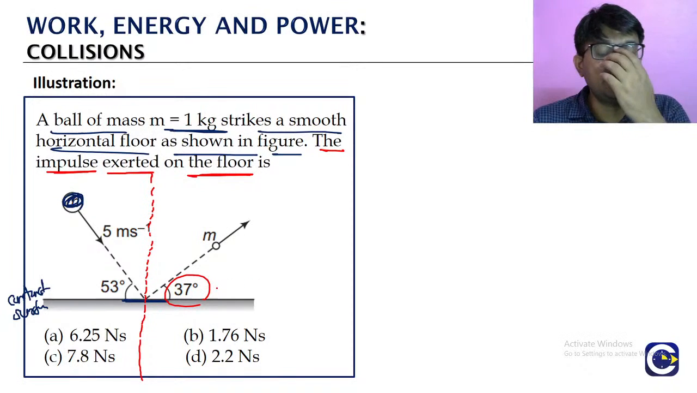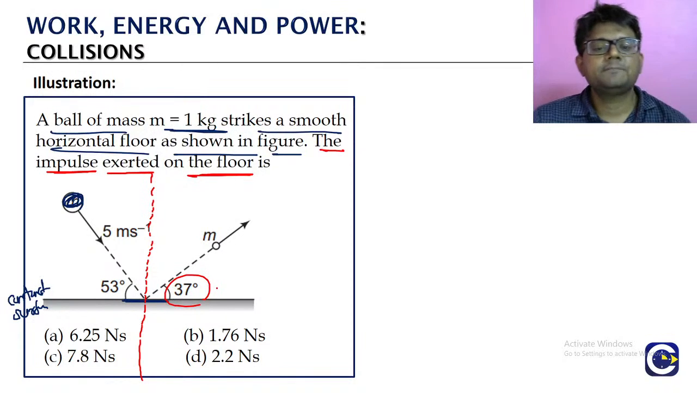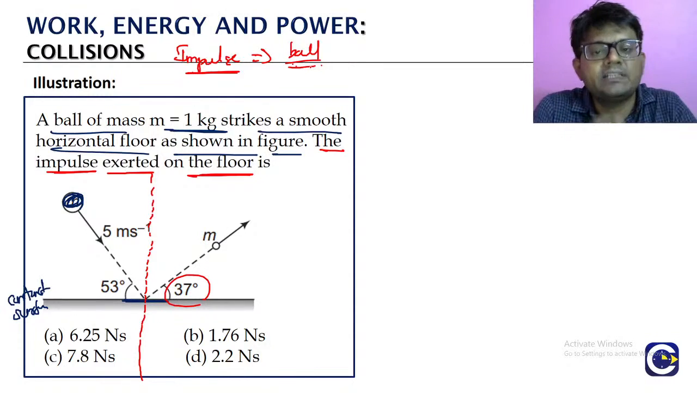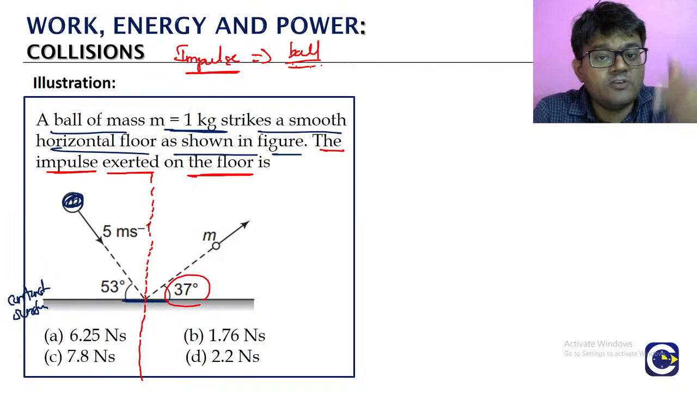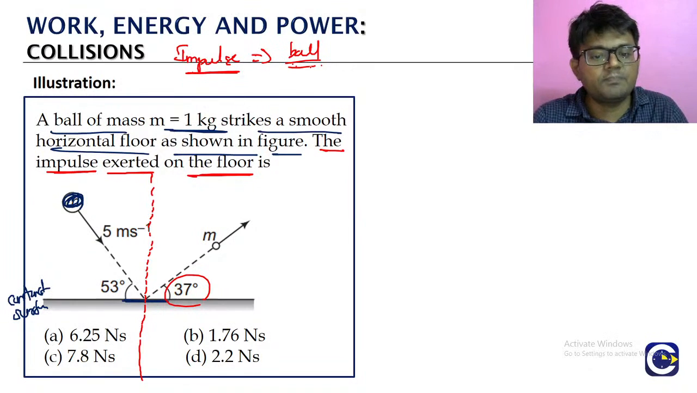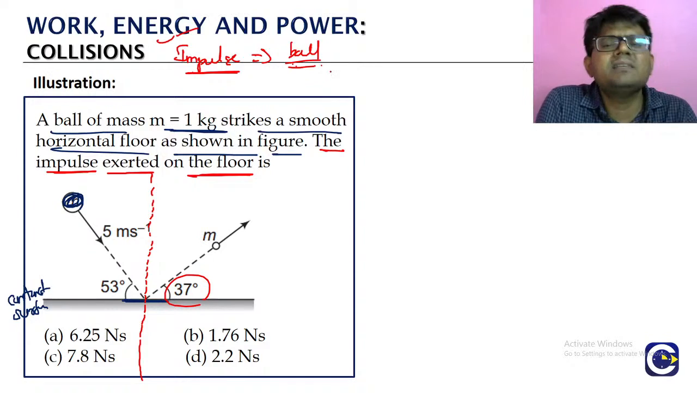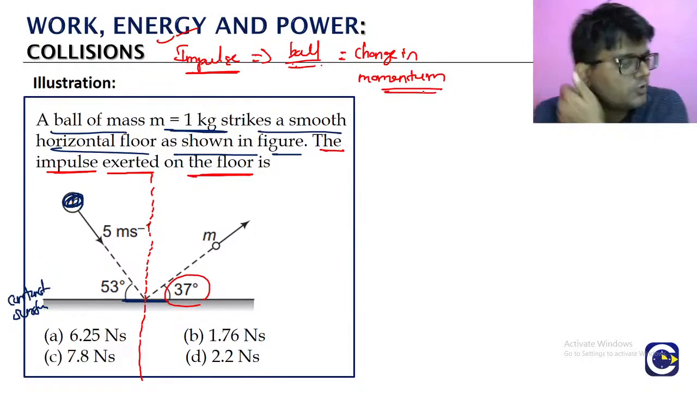So first thing we have to find is the impulse exerted on the floor, whatever is the impulse that is experienced by the ball, because impulse is an action-reaction pair, right? Whatever the impulse acting on the ball, the same amount of impulse value-wise will be acting on the floor also. So to know the impulse acting on the ball, what is impulse? It means the change in momentum.